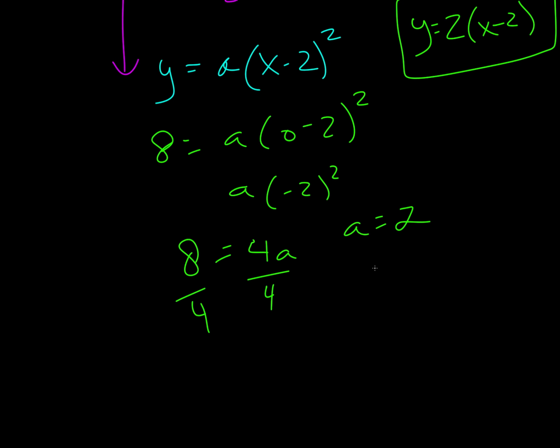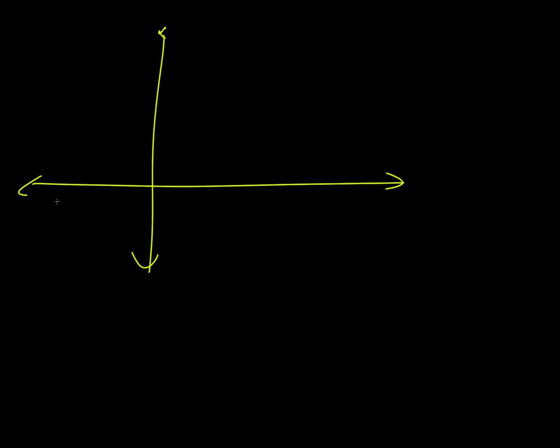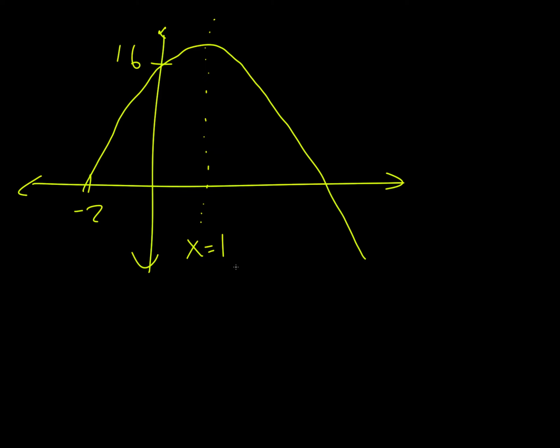Okay, let's keep moving on. This time we have a graph that looks like this. We have an x-intercept at -2. We have a y-intercept at 16. We know that the axis of symmetry is at x equals 1. We don't know what this is.